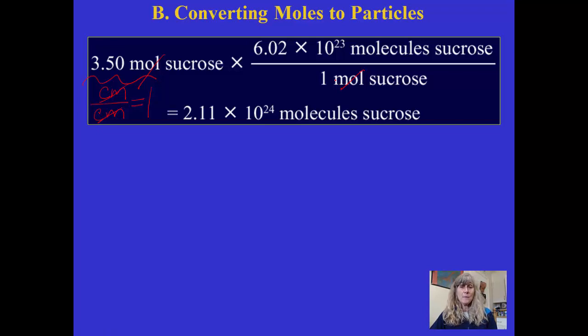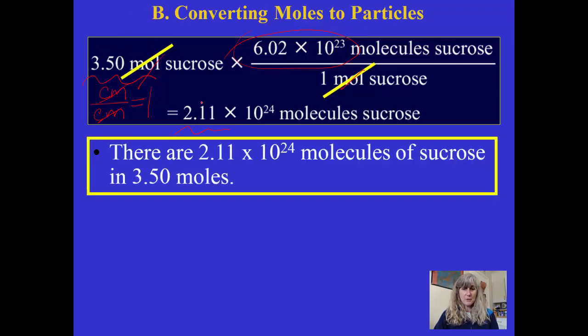And that's the name of the game when we do dimensional analysis. We have 3.5 times Avogadro's number, which gives us 2.11 times 10 to the 24th molecules of sucrose. How many sig figs? 3 in the question, 3 in the product. We do not use the periodic table or Avogadro's number in determining significant figures. They're like definitions. There we go. Moles cancel out, and we say there's 2.11 times 10 to the 24th molecules of sucrose in 3.5 moles.